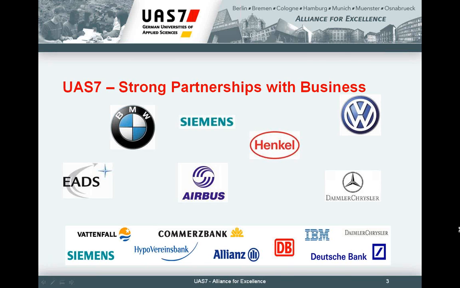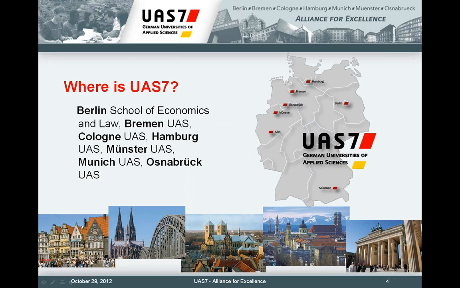And as I already mentioned, we are 7 universities of applied science, which are spread from north to south of Germany. On the right you see a map with the cities. Some of these cities maybe are better known than others, but in Germany they are all known as cities with an extremely high quality of life, and each one has its special advantage.